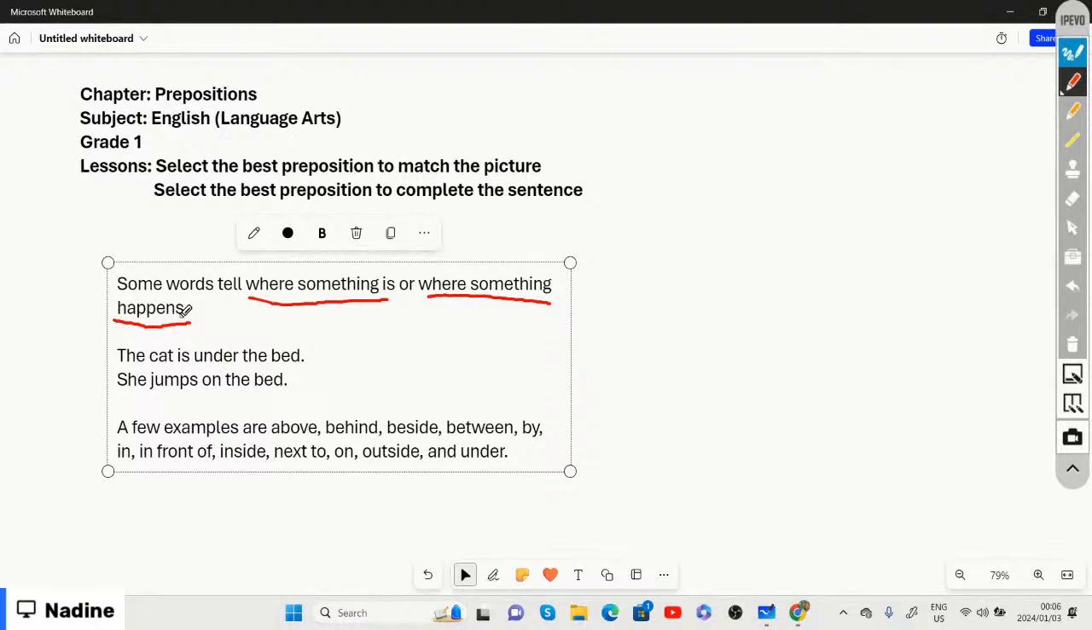A few examples of prepositions are above or behind. So it can be words like above, behind, beside, between, by, in front of, inside, next to, on, outside, and under. Those are a few examples of words that basically tell us where something is or where something happens, which means that they are examples of prepositions.